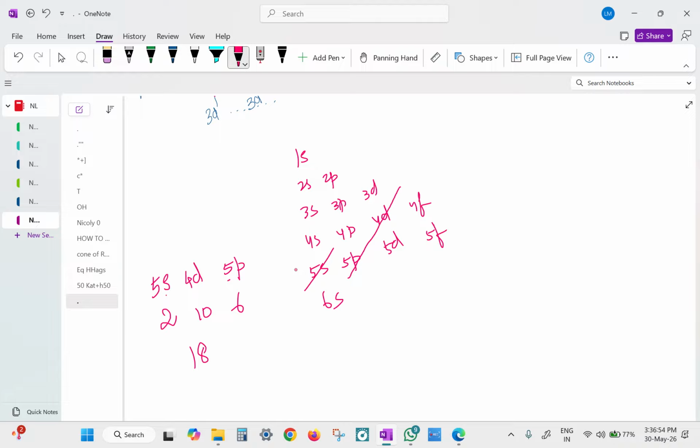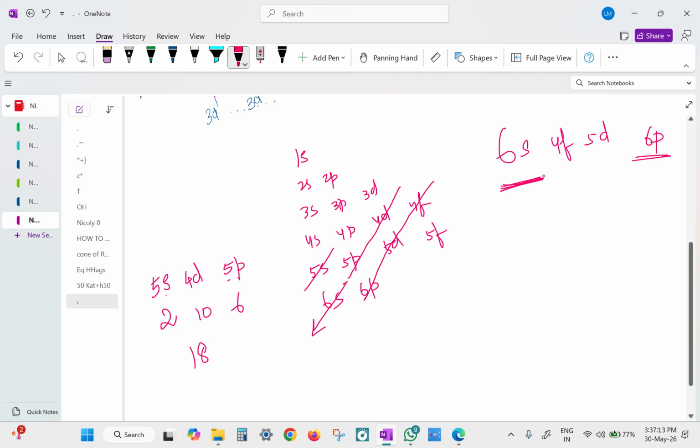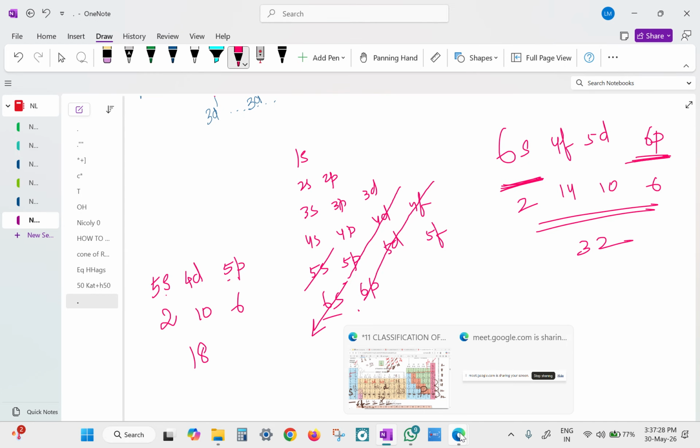How many elements are present in the 6th period? It should start with 6s and end with 6p. So what are the subshells that we will fill up? After 6s we will go to 4f, 5d and 6p. So 4f, 5d and 6p. A period will start with s and end at p. So 2, 14, 10 and 6, which makes 32. So the 6th period has 32. Are we clear? Yes, miss. Any problem in this?